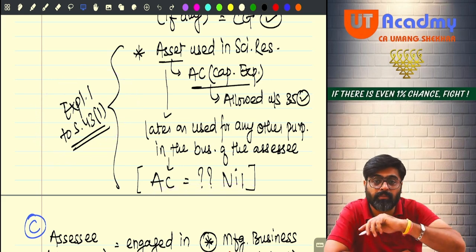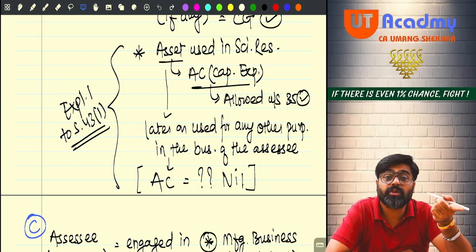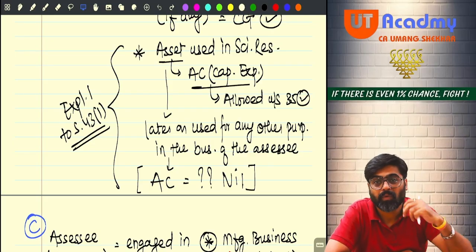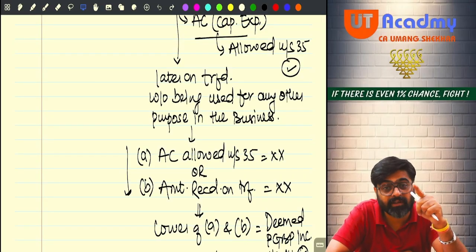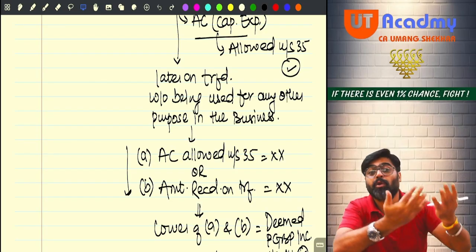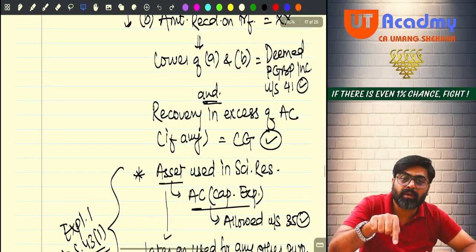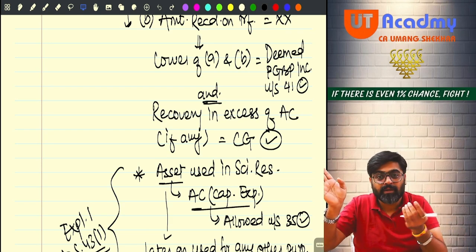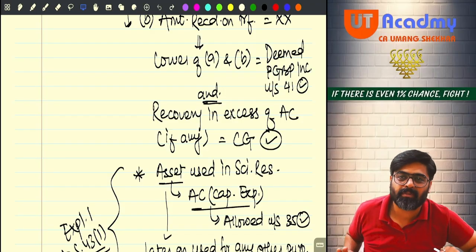Now whenever this asset is later on sold, it will be sold from the block. And whatever amount you receive on sale of the asset will be adjusted from the value of the block. No need to do any deemed PGBP like this. This you are going to do only when from scientific research the asset is sold directly, independently, individually, not forming part of the block. Getting my point? But when it forms part of the block, it will be sold as the asset of the block. So whatever value comes, that will not be deemed PGBP. That value will be directly adjusted from the value of the block only.